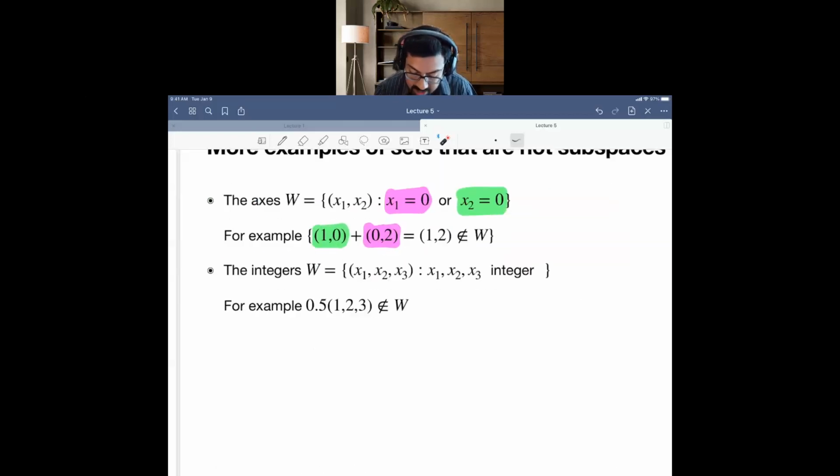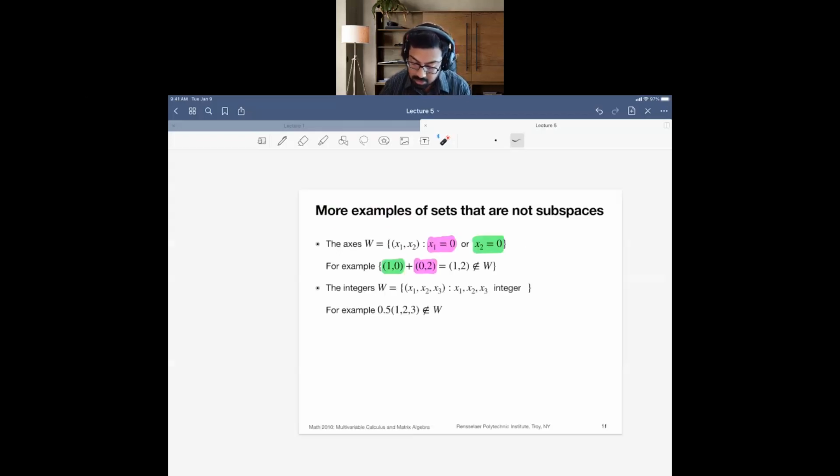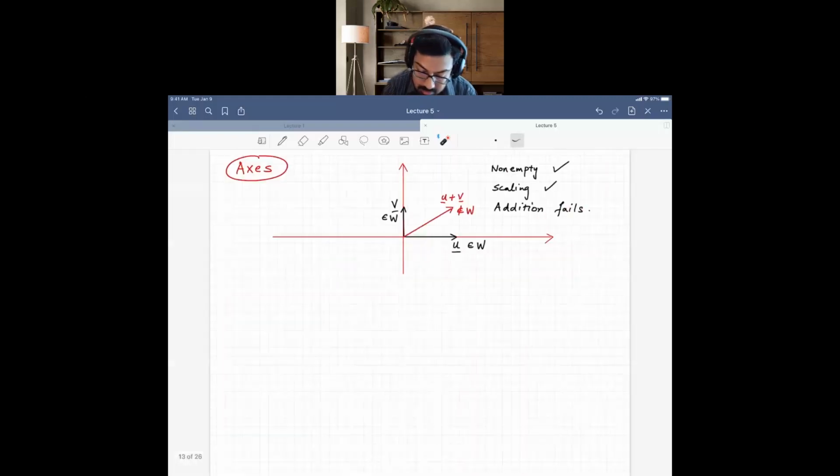Next, the set of integers. If you have integers, for example, we are considering over here x1, x2, x3 in 3D, all of them being integers. That is also not going to be a subspace. So let me also do that over here. Let me check integers here.